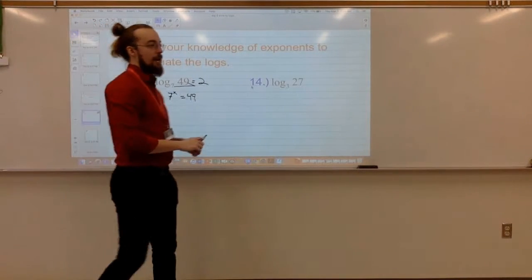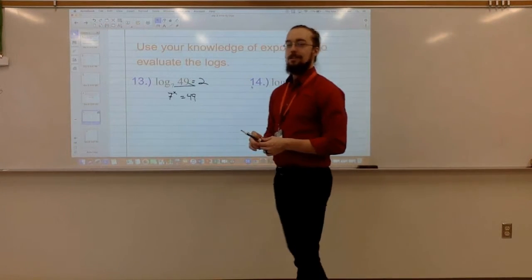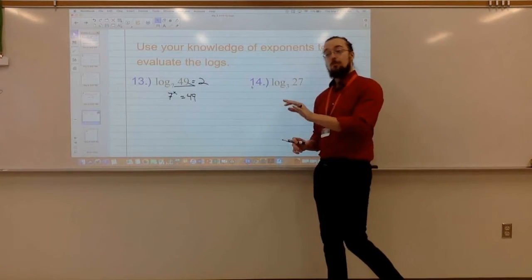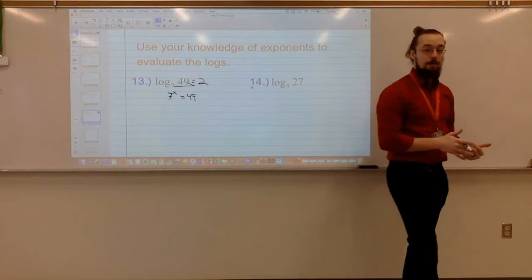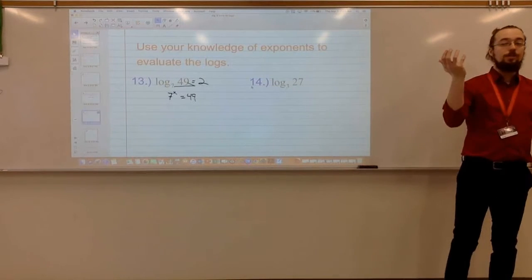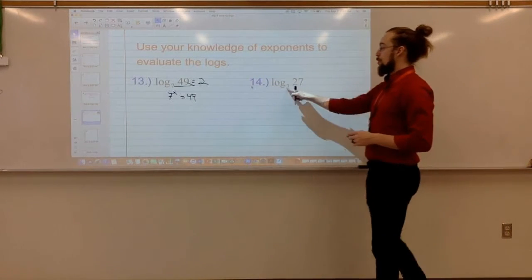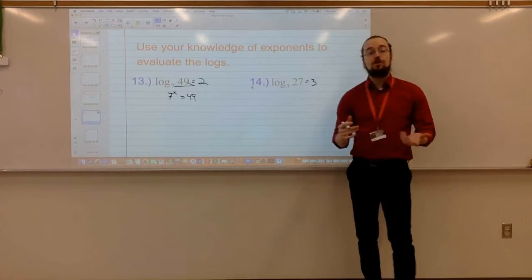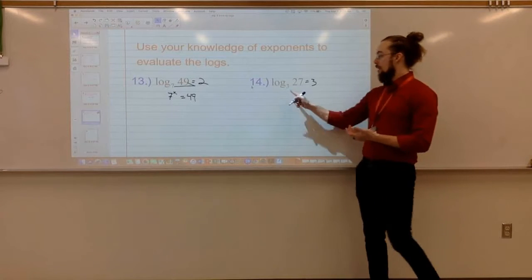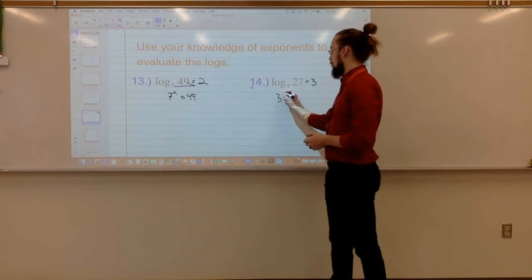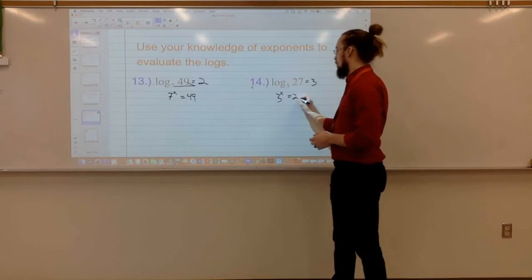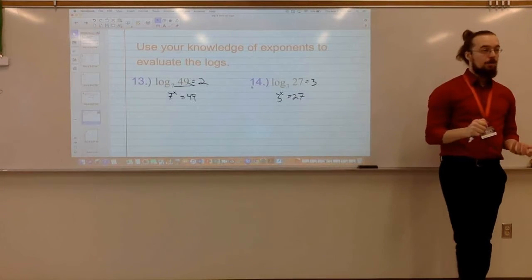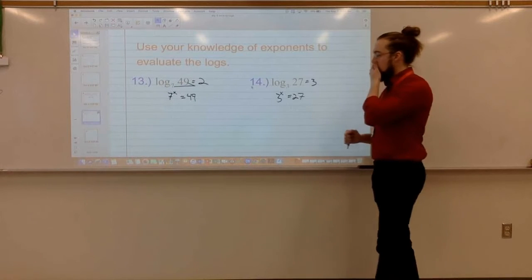3 to the 3rd power is 27. We're not thinking about what we need to multiply by. We're thinking about what power we need to raise that to. So here, 3 to the 3rd power is 27. And again, we could rewrite this as 3 to what power is equal to 27. Okay, well, 3 to the 3rd power is 27.